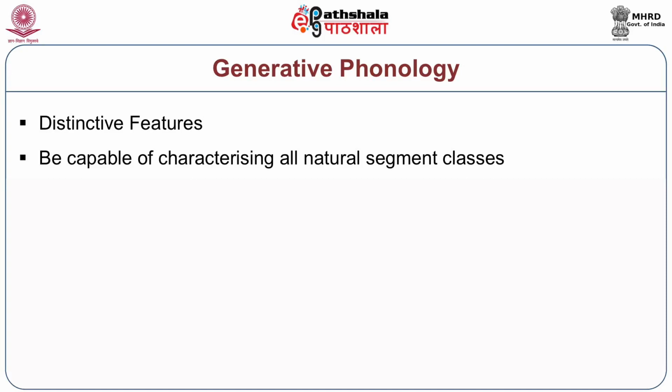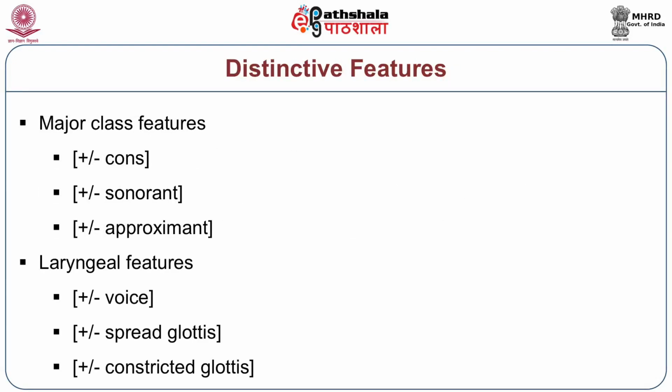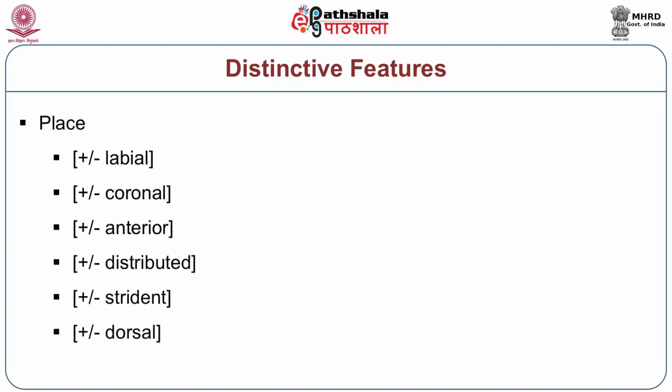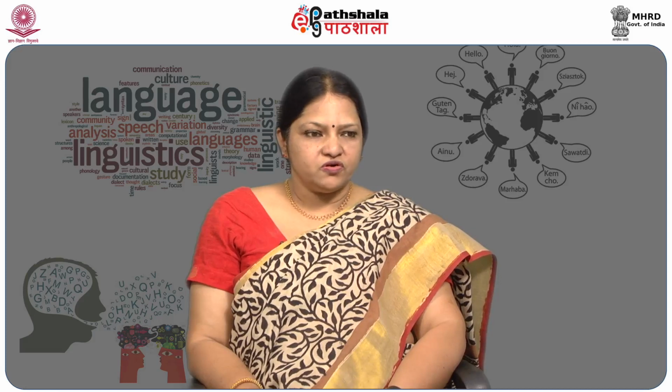So the question that we ask is, what is common to p, t and k? It helps us to talk about rules that apply to these classes of sounds. It helps us to describe all segmental contrasts in the world's languages, and these are definable in phonetic terms, which is known as the naturalness condition. Distinctive features give you a list of the major features that we use to describe sounds of the languages of the world. You have major class features, laryngeal features, manner features, place features, and tongue body features. You will get to know more about this in the unit on generative phonology.